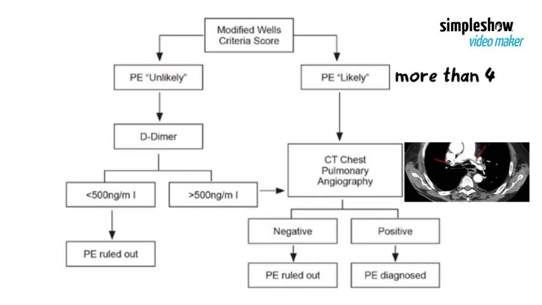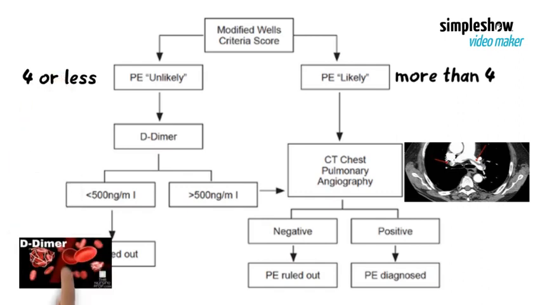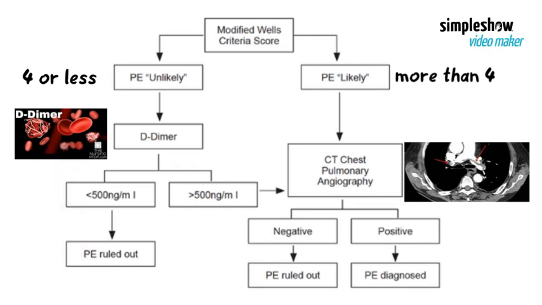If the score of the criteria is 4 or less, pulmonary embolism is unlikely, but we have to check the D-dimer assay to exclude the condition. If the D-dimer level is 500 or less than 500 nanogram per milliliter, pulmonary embolism is excluded. But if D-dimer is more than 500 nanogram per milliliter, then we will do the confirmatory CT pulmonary angiography. That will decide the presence or absence of the disease.